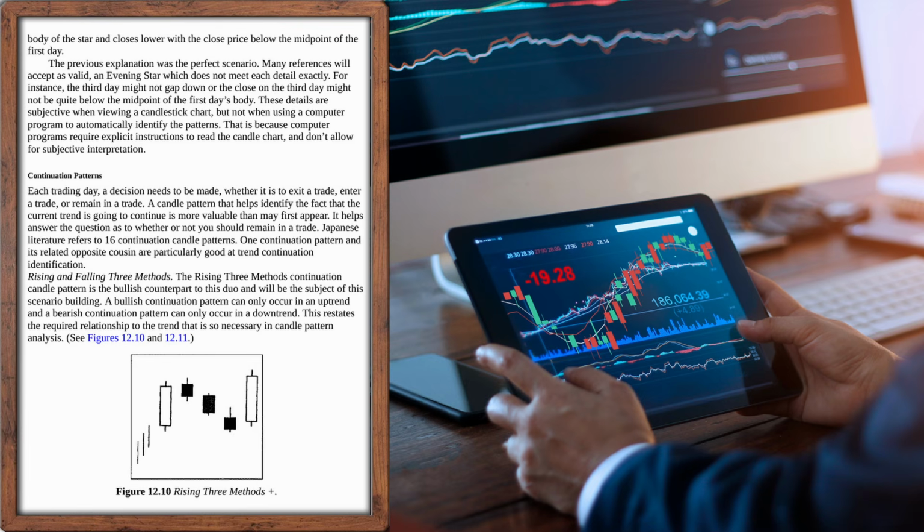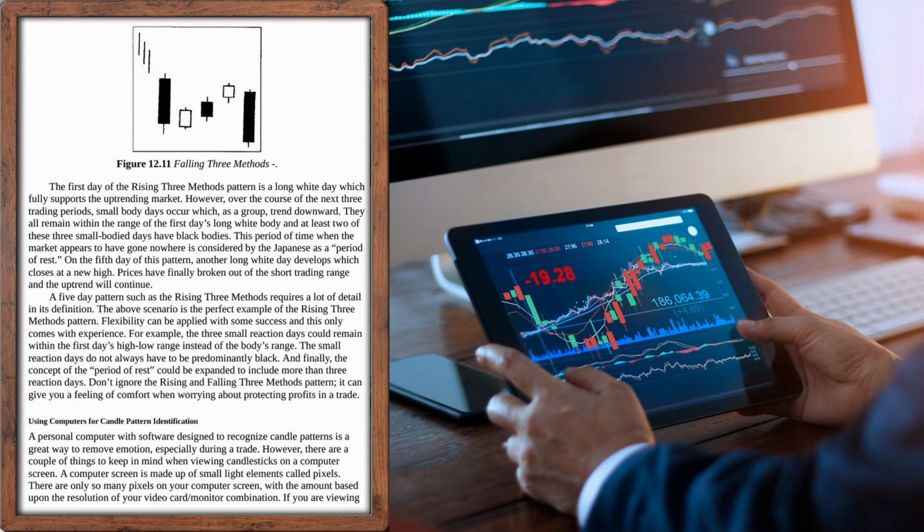Rising and falling three methods. The rising three methods continuation candle pattern is the bullish counterpart to this duo and will be the subject of this scenario building. A bullish continuation pattern can only occur in an uptrend, and a bearish continuation pattern can only occur in a downtrend. This restates the required relationship to the trend that is so necessary in candle pattern analysis. See figures 12.10 and 12.11.